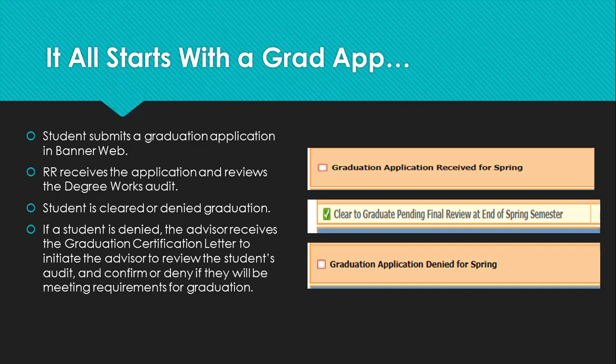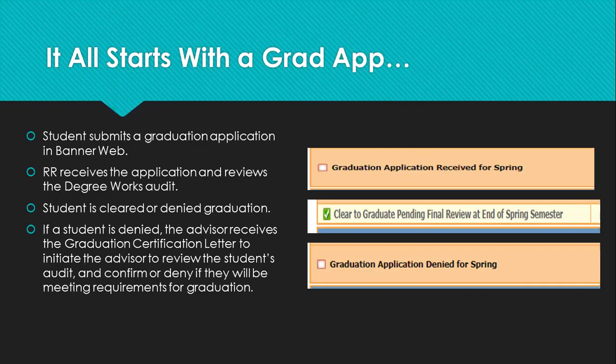We do ask that they submit a grad application for each degree or certificate that they intend on earning in a semester. I've included some screenshots just from DegreeWorks. So if you're looking at one of your advisees' DegreeWorks, you can see if they've submitted an application yet. Once they submit it to us, it comes right to me. I pull all of the applications and I do an initial evaluation as they come in to either clear or deny them for graduation.